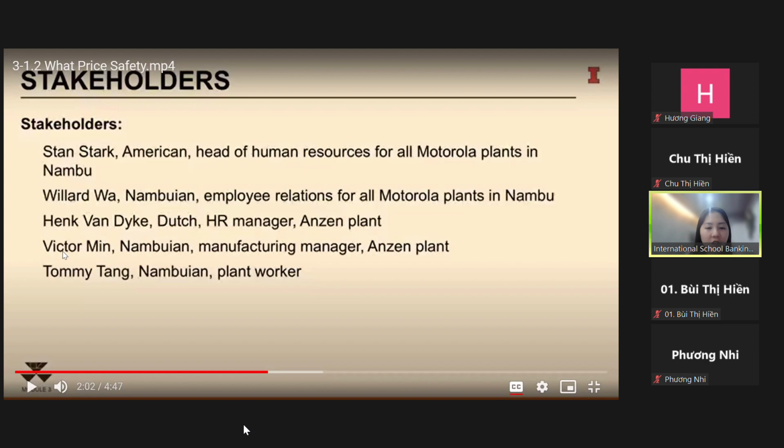Next, we have Victor. Victor is very important. He is the manufacturing manager at one of the locations in Nambu, and this location is named Anzen. Subsidiary, then branch, and he's the manager. And Tommy is another Nambian, a local worker, and Victor is a local manager. So Victor is the boss of Tommy, and Stan is the boss.